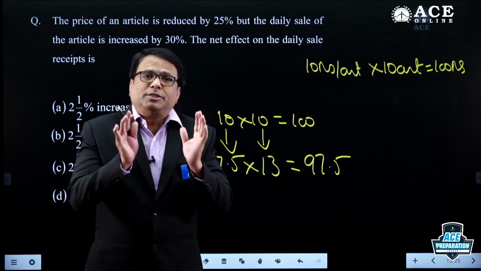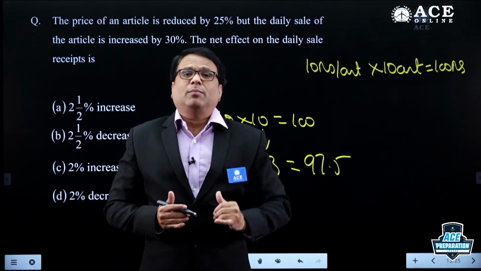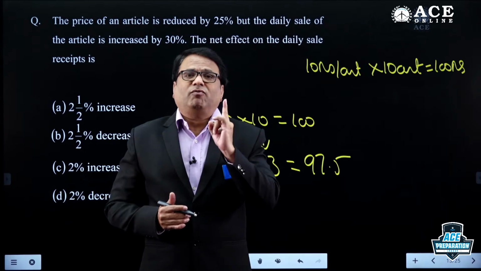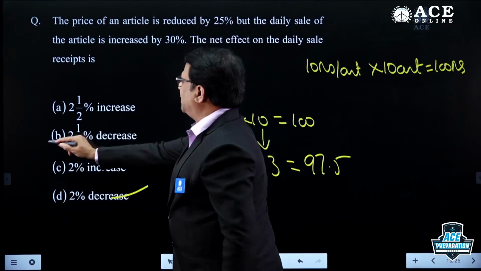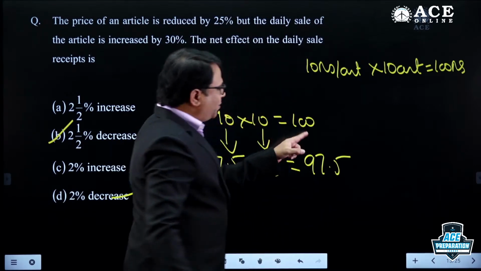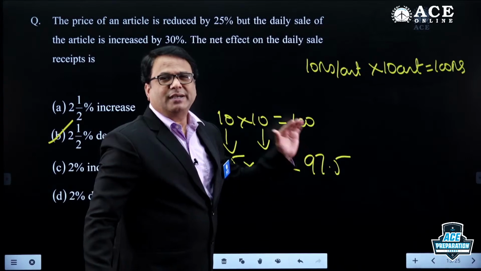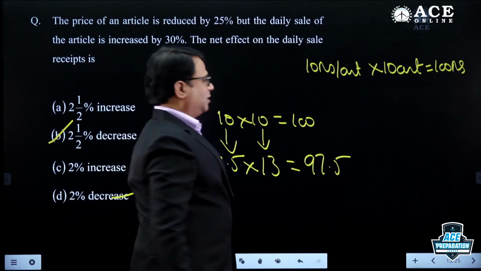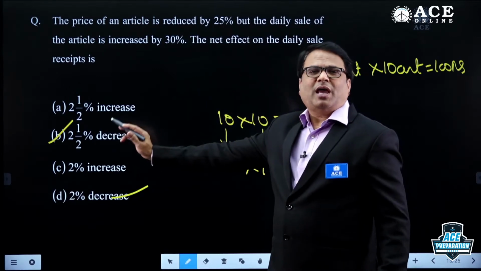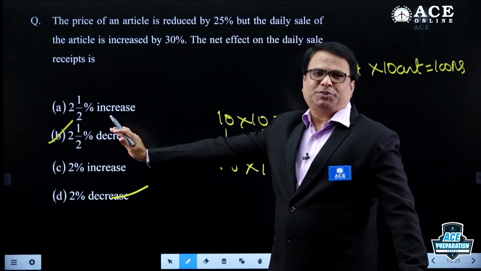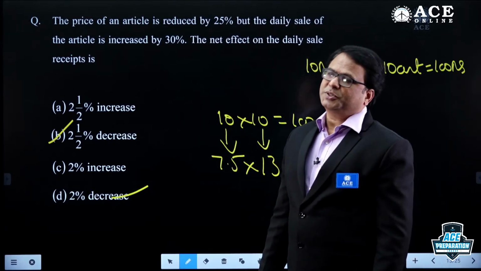So it clearly shows the daily revenue is decreasing. Decreasing by what percent? 2.5%. So our answer is 2.5% decrease. 100 has become 97.5. So it clearly reflects a decrease of 2.5%. A very, very simple approach. Okay? Come, let us go for the next question.